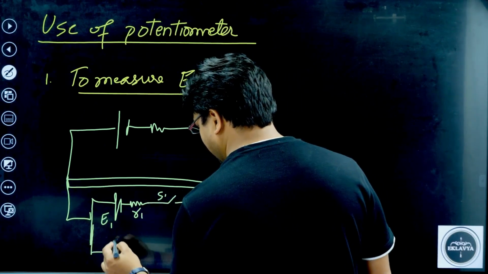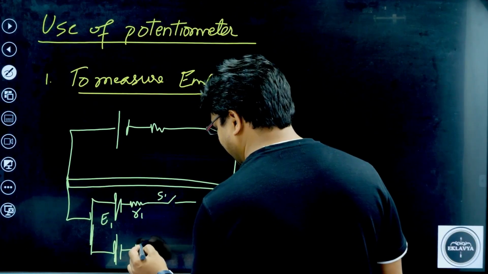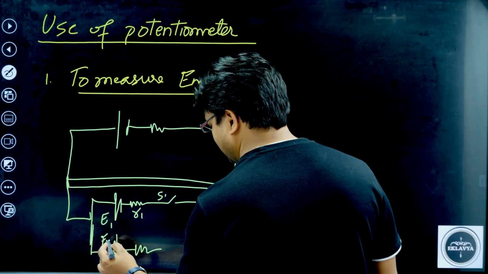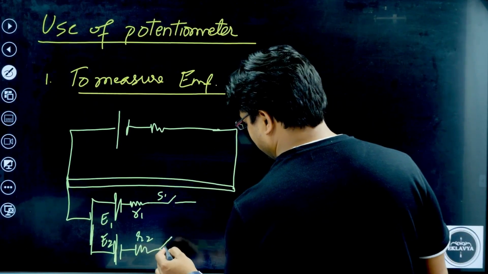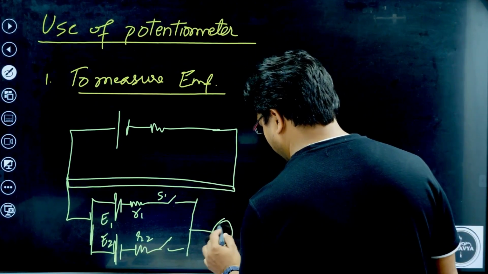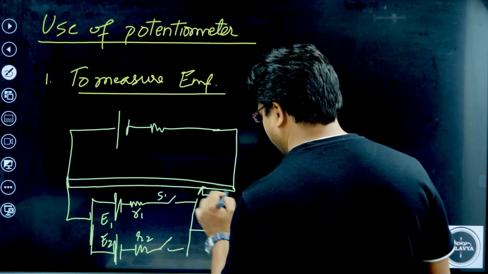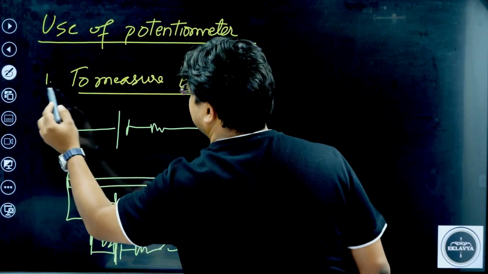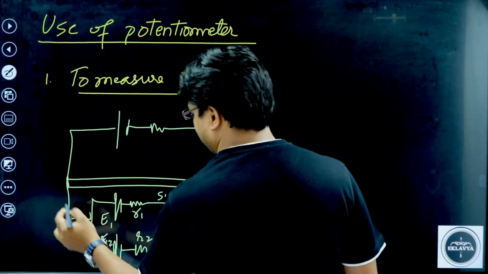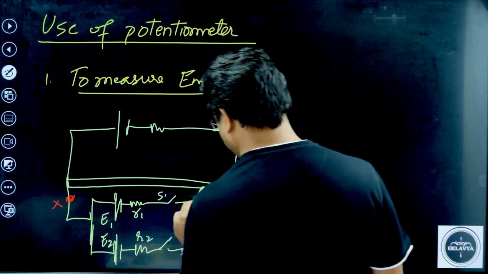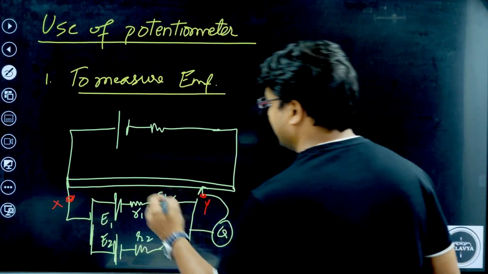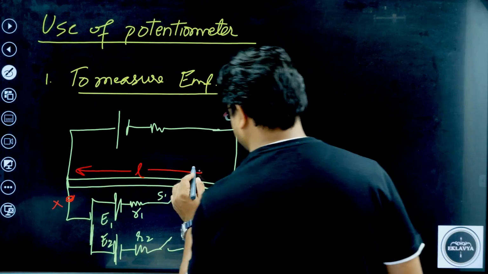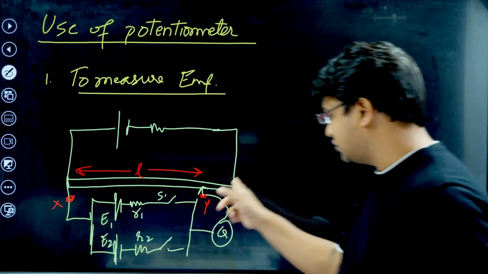Then there would be the other battery, the EMF of which I'm trying to measure. Let's call it E2. So E2 is what we are trying to measure. Let the internal resistance be R2, and then I'll connect a galvanometer here. These 2 points serve as points X and Y. This is the jockey, and we plan to slide the jockey. Let this length be L, the distance between the 2 points.